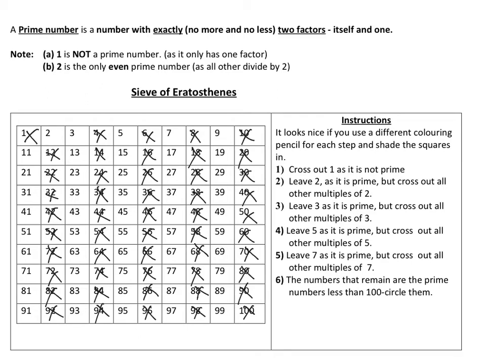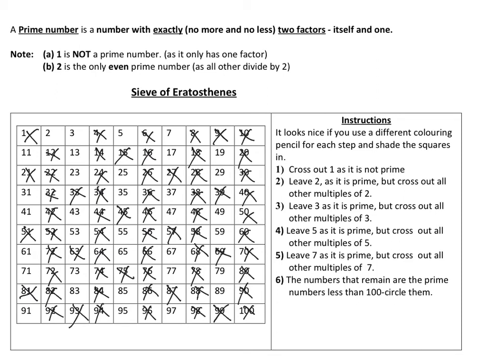The next number we come to is 3, so we're going to leave it as it is a prime number, and then we'll score off all the multiples of 3. So 6 has already been done for us. Then we've got 9, 12 has been done, and then 15, 18 has been done, 21 hasn't, and then we'll go all the way up to 99. So that's all the multiples of 3 scored off.